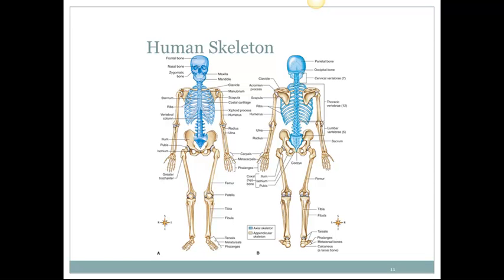Here's a picture of the human skeleton in summary. So the blue is the axial skeleton, consisting of the skull, the sternum, the rib cage, and the vertebral column. And the tan part is all the appendicular skeleton, so all of our extremities, our shoulder joints, and our pelvic girdle, as you can see here.